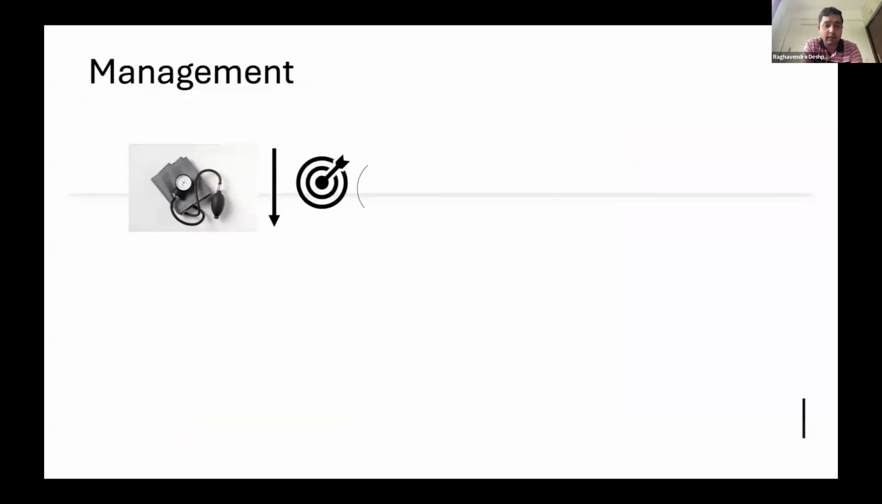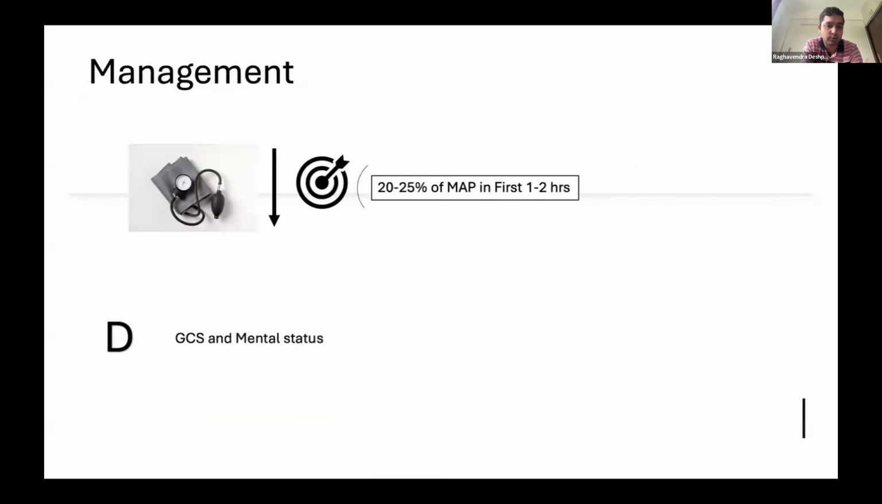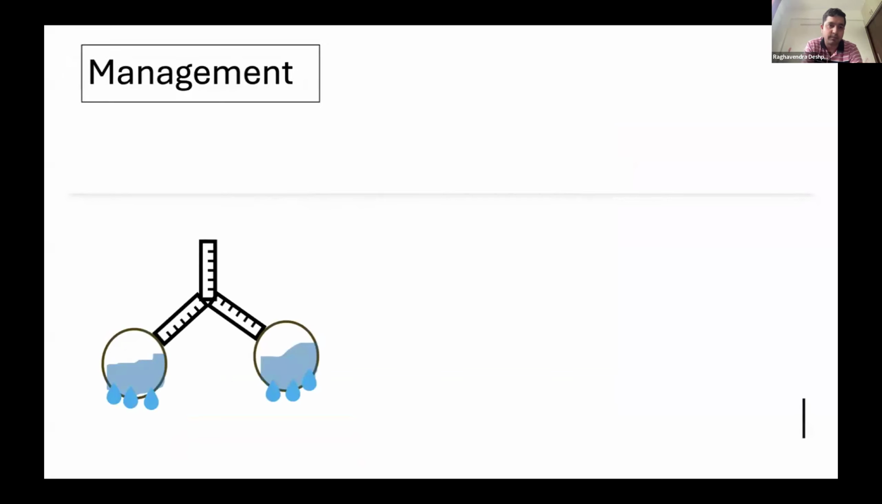Apart from that, as discussed earlier, the D stands for the assessment of mentation, like your Glasgow Coma Scale or the mental status. If at any point of time the person has a reduction in the mental status, a reduction in the GCS levels, that is Glasgow Coma Scale, if the score is less than 8, please intubate. Do not hesitate in intubation.